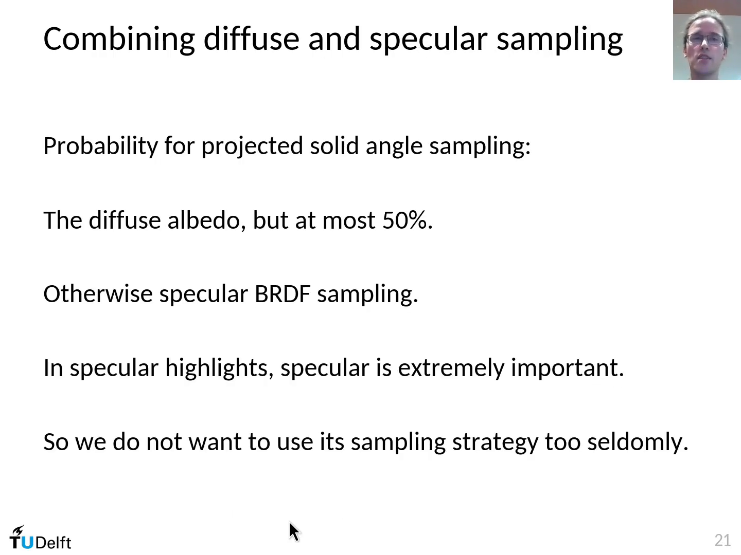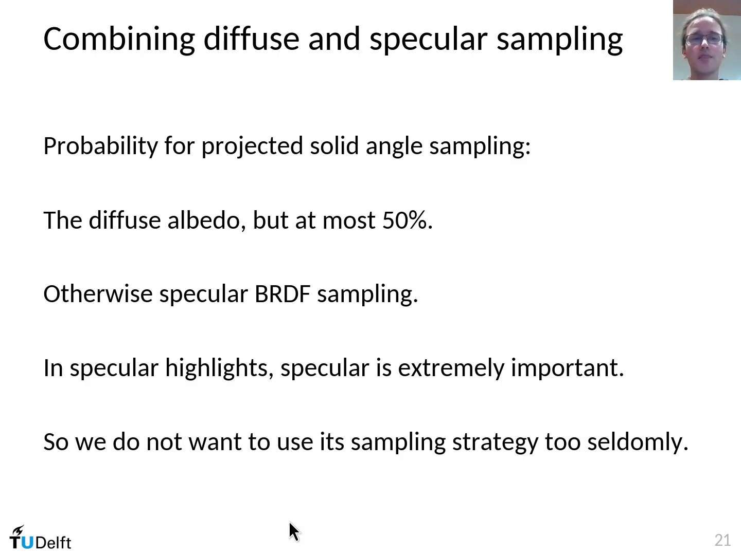When we want to combine diffuse and specular sampling, then we need to make up our mind what the probability should be to use projected solid angle sampling, or diffuse sampling, same thing. And what I did here in my path tracer is that I'm setting this probability to be the diffuse albedo, but at most 50%. So whichever one of these is smaller, that's the probability for diffuse sampling. And otherwise we use specular sampling.